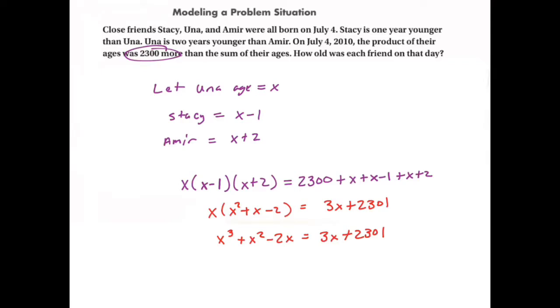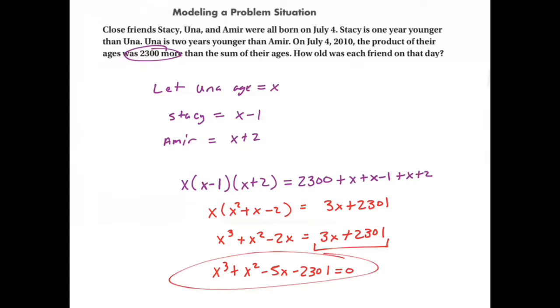We're going to go ahead and bring everything to one side because I'm going to actually use graphing to solve this. So I'm going to bring this piece to the other side by subtracting it. So I've got x cubed plus x squared minus 5x minus 2,301 equals 0. Okay, so now I've got my expression. And what I'm going to do is I'm going to use my graphing calculator, and I'm going to try to find the zeros for this function.